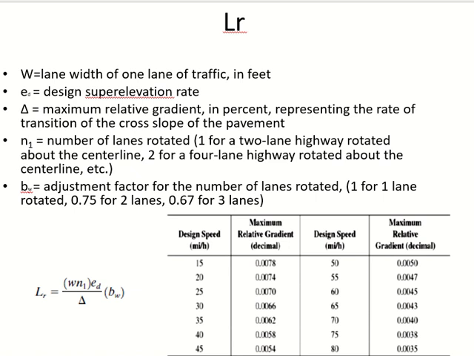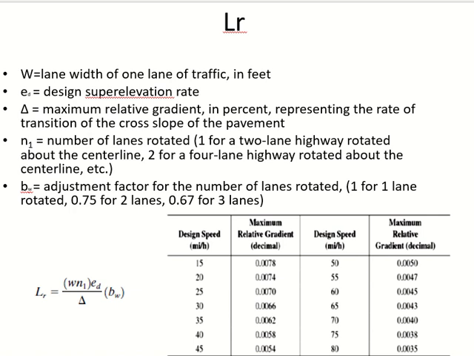Say the road is two lanes and you are doing rotation on the center. So your reference is the center, right? From the center I am rotating only one lane, so N1 will be 1. Got it? Clear? Okay. ED is the superelevation which you want, the design value of superelevation. Delta comes from here, and depends upon speed.